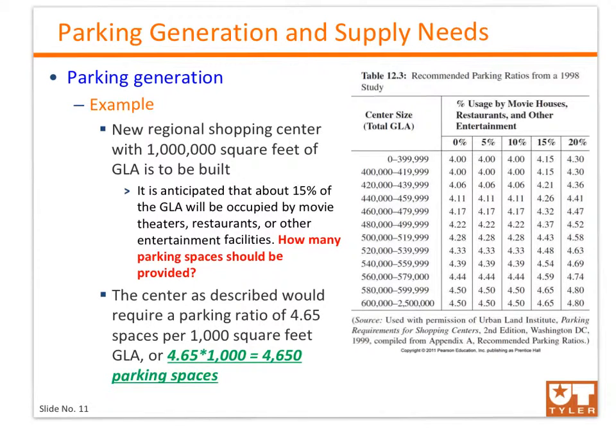So let's now have an example based on this table right here. Let's say a new regional shopping center with 1 million square feet of GLA is to be built. And it was given to you that it is anticipated that about 15% of the GLA will be occupied by movie theaters, restaurants, and other entertainment. And the question for you as a traffic engineer is, how many parking spaces should be provided for this center?